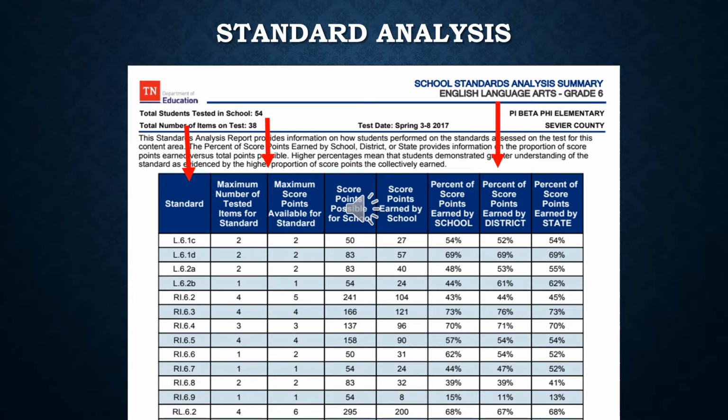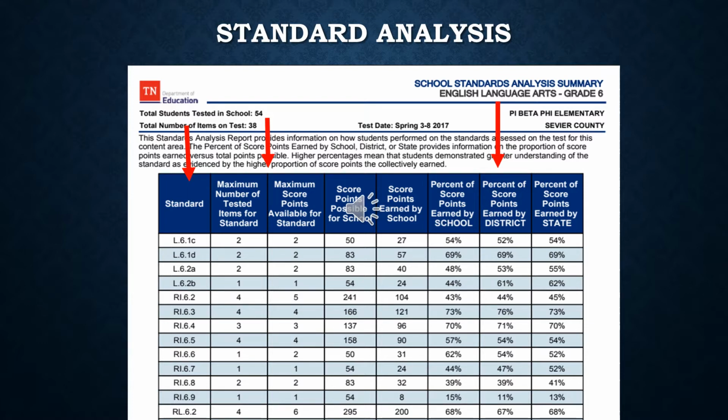This is the Standard Analysis Report. This report is the mother of all new reports. We finally have our reports broken down by standard and can use this to target our lessons to close gaps with our weaknesses and replicate our successes.